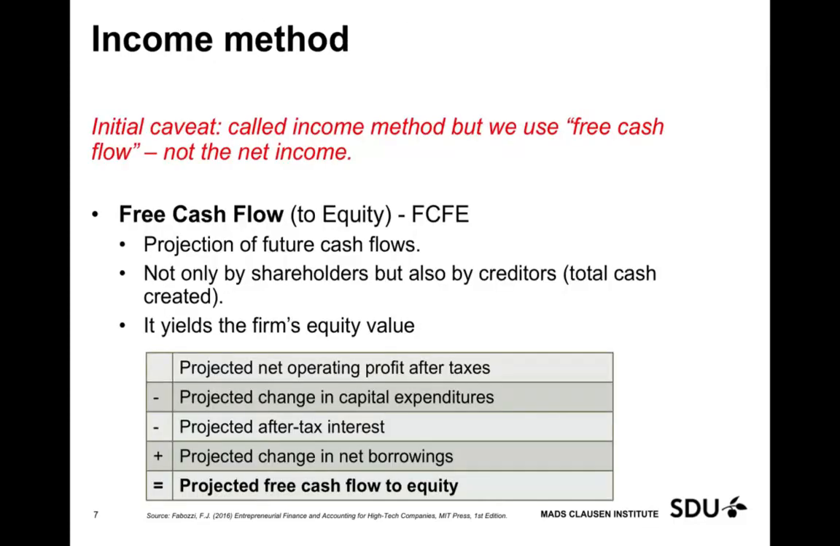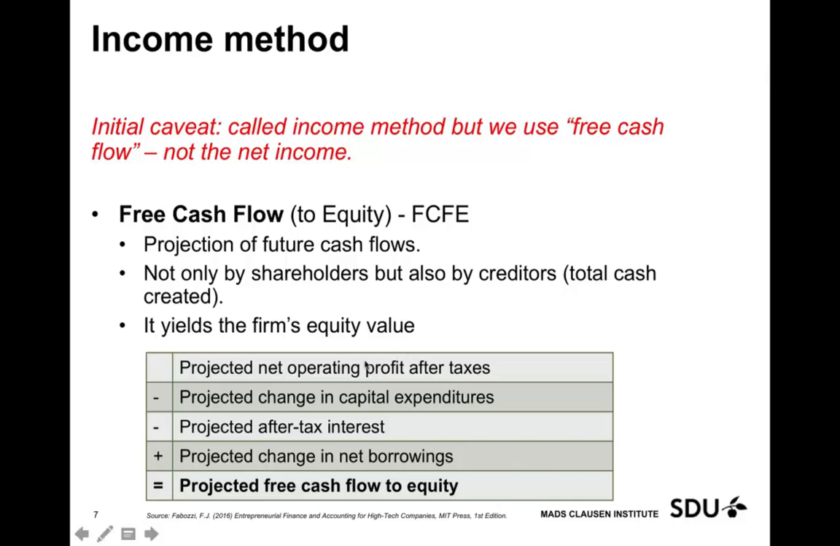An initial caveat. We say income method, but you will see that most of the time we use the concept of free cash flow, not the net income. Why does it happen? Because we are actually looking at the cash that is generated not only to the shareholders but also to the creditors. So this is like the total cash that has been created. This is the process that allows us to get to the free cash flow to equity. This is one of the options. When we use this free cash flow in our calculation, the final value that we get is the firm's equity value. This is different from the firm's enterprise value, as we will see in the next slide.